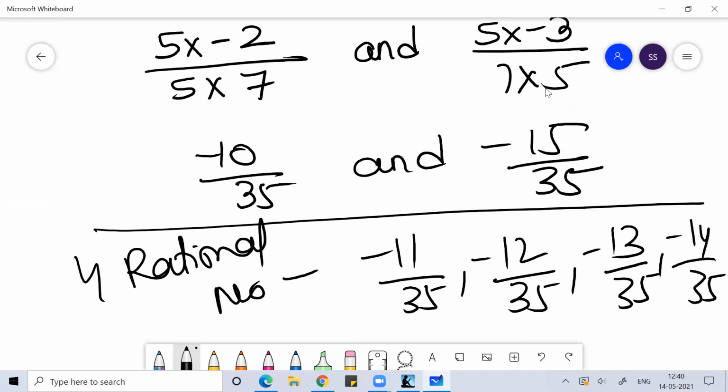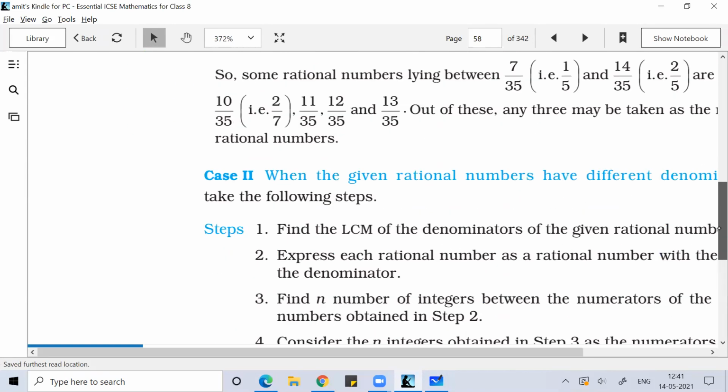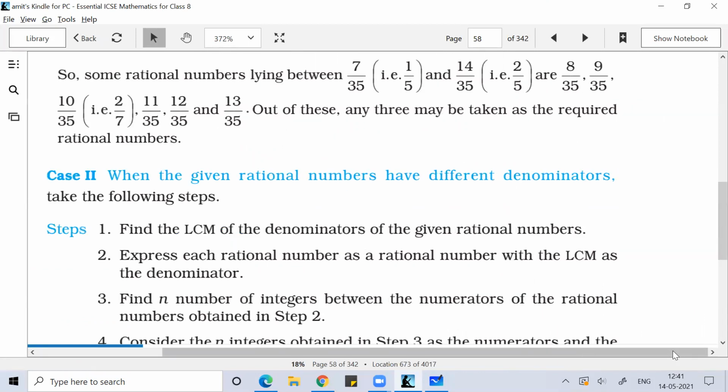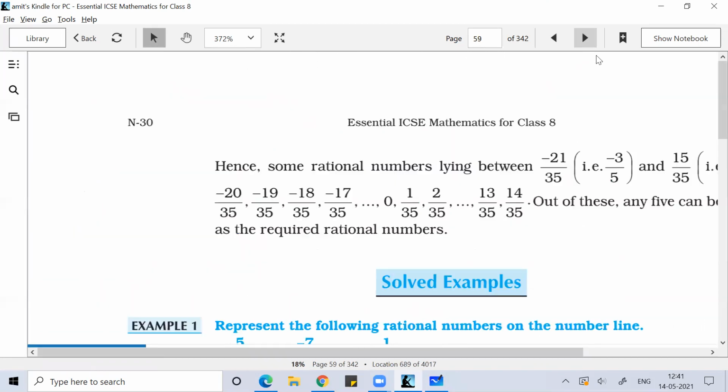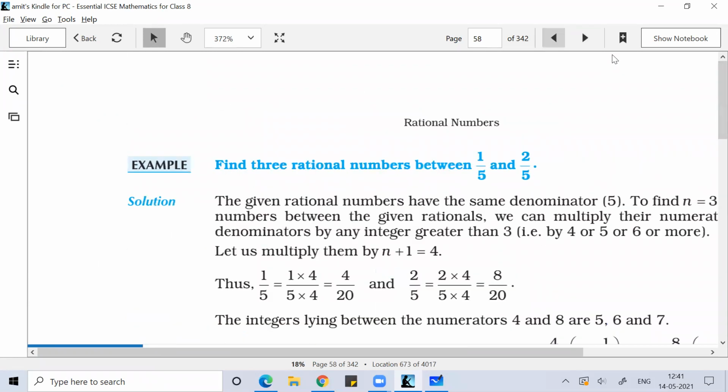Can you understand this? Yes. Nothing is a big deal here. So easy. If you pay a little attention, the work will be very easy. Clear this part, Tanish? Now, if your denominators are not the same, take the LCM and express them with the same denominator.